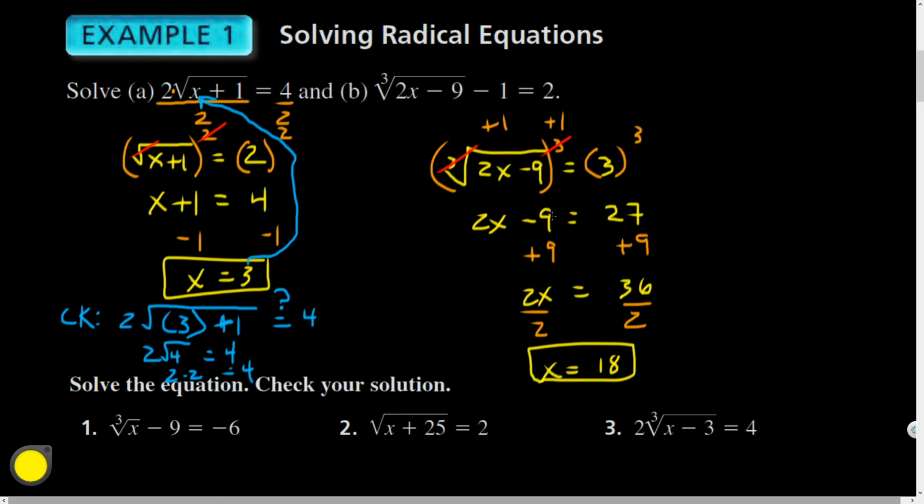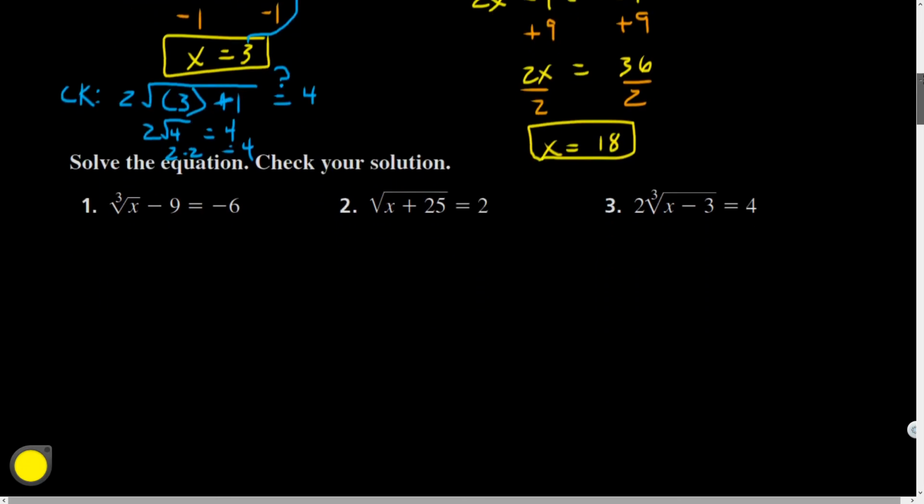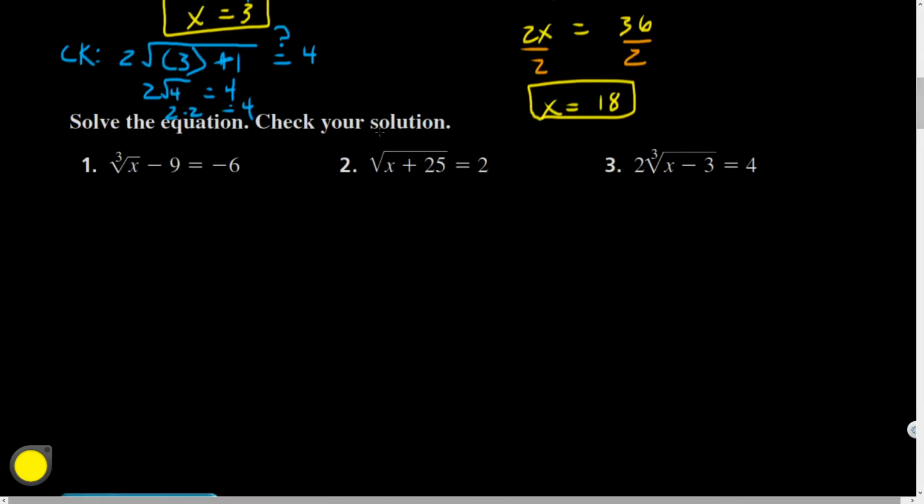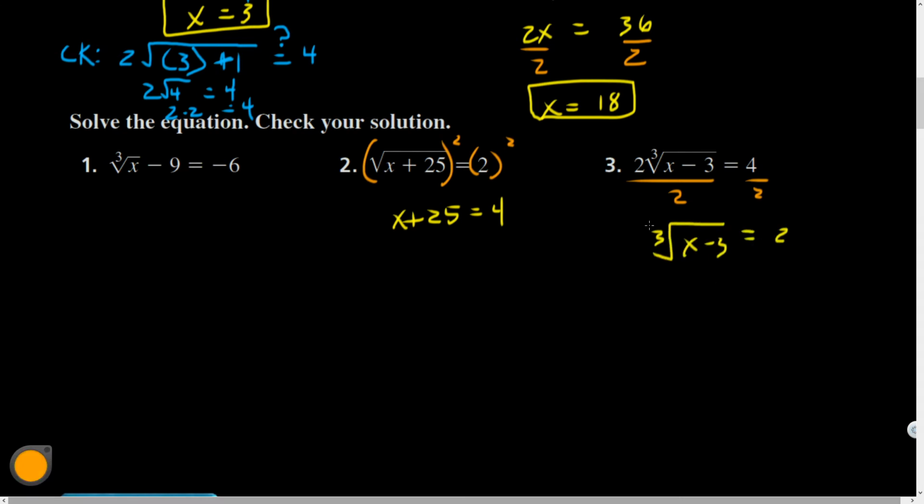Ba-boom. Got him. And then, yeah, you could do a check, and I would plug 18 in for x and PEMDAS from there if it asked me to. Oh, here it looks like they are asking for it. Let's see. Just to speed run some of these. Here I would have squared both sides, and I'd get x plus 25 equals 4. Solve from there. Here I would have to divide both sides by 2 first, and I'd get cubed root of x minus 3 equals 2. And then how do I get rid of a cube root? I cube both sides.